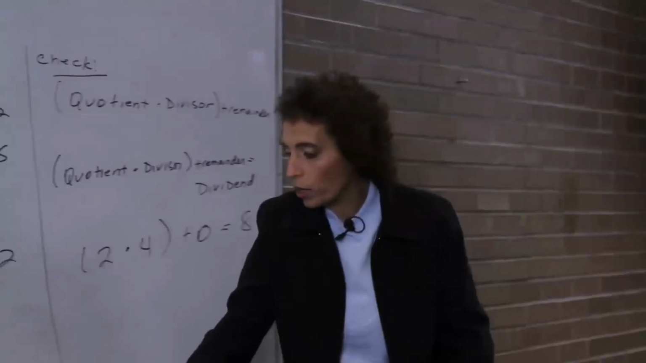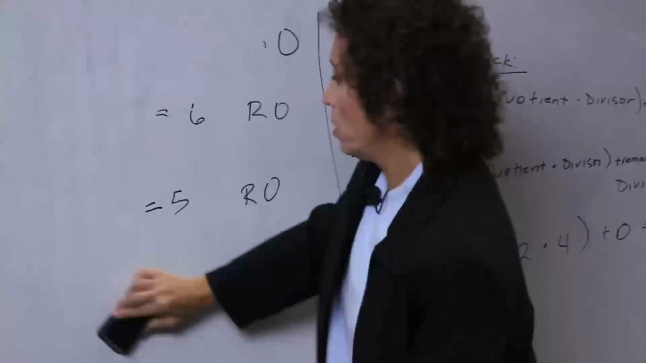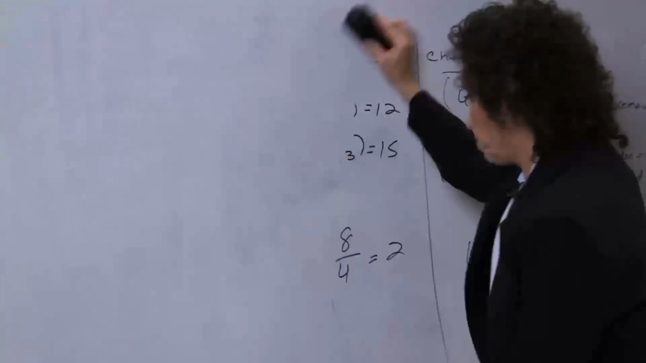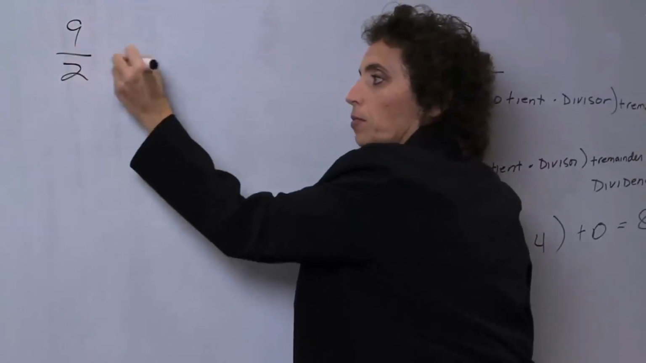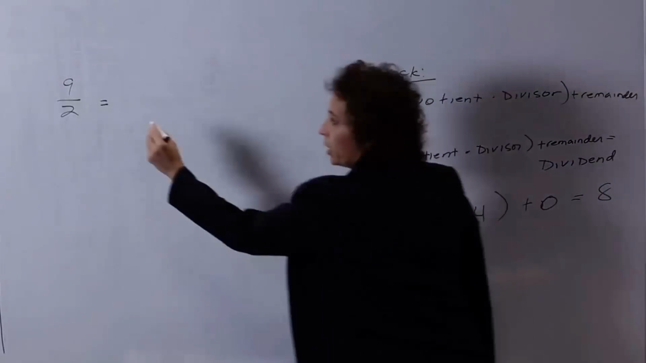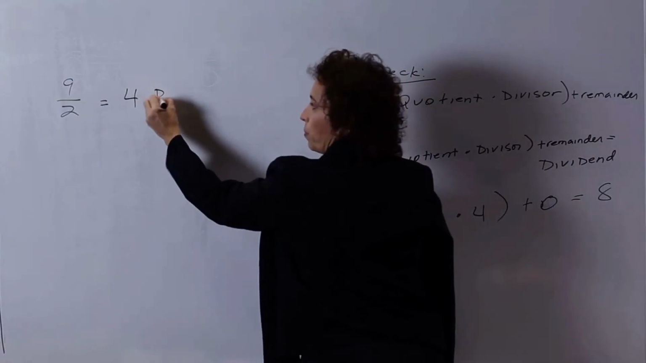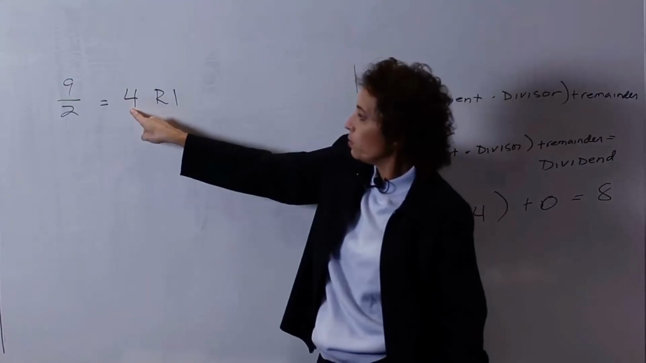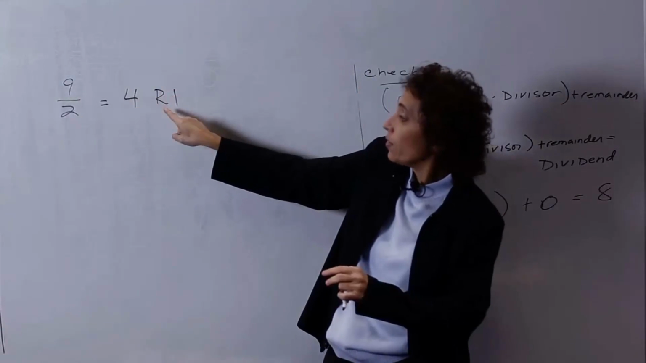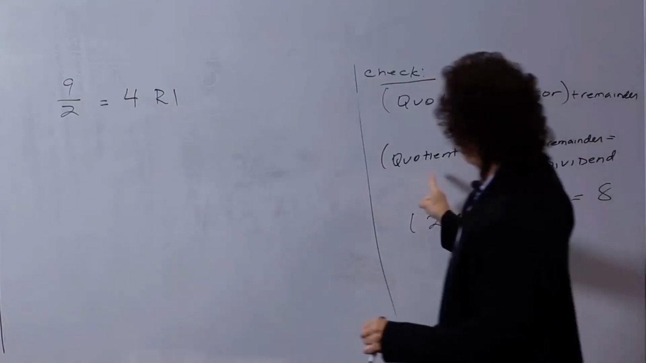So let's just look at a quick example of if I have a remainder. Okay. Let's just do something really quick. 9 divided by 2. Well, 2 goes into 9 4 times. That gives me 8 with a remainder of 1. Okay? So 2 goes into 9 4 times. That gives me 8, remainder 1. Now, 9 is not divisible by 2, because if it was, there would not be a remainder. But I'm going to do the check.